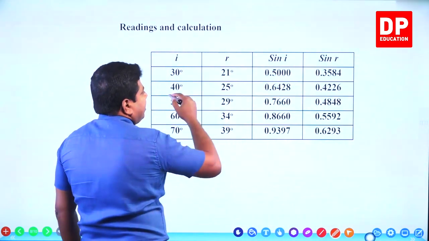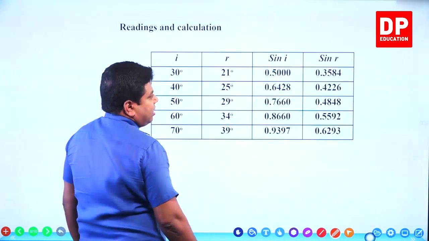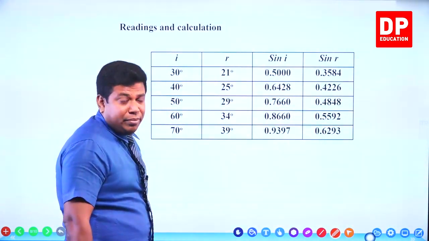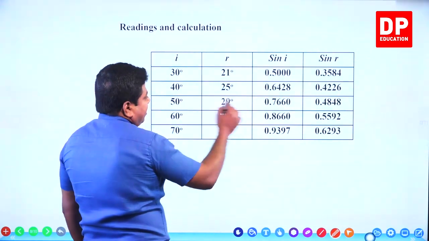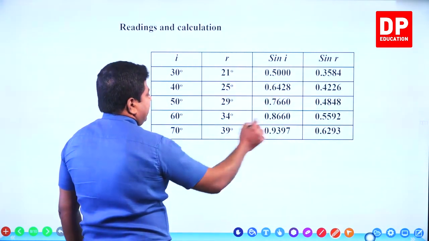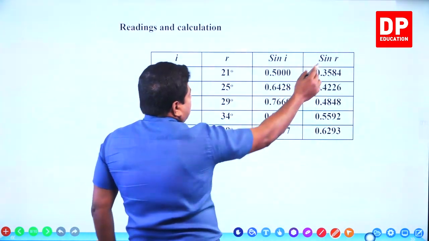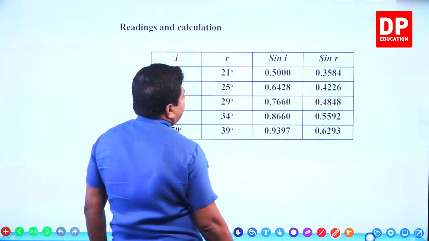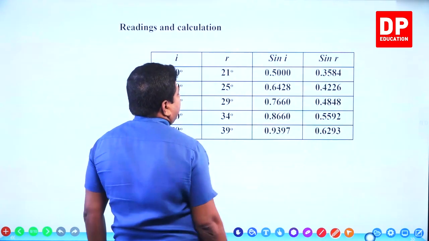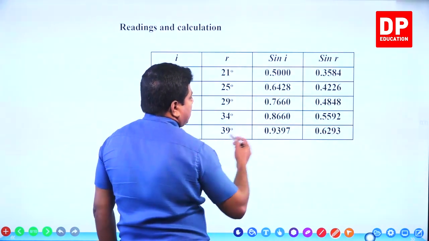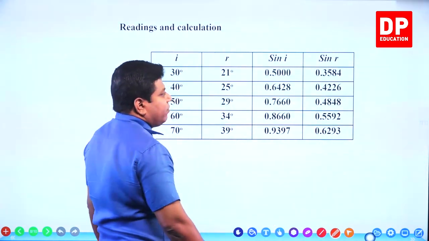Sine 40 degree is this value. You can check with the sine table. I have got these values from the sine table. Sine 50 degree is this. Sine 60 and sine 70. Similarly, sine R value, sine 21, sine 25, sine 29, sine 34, sine 39. I got all the values.